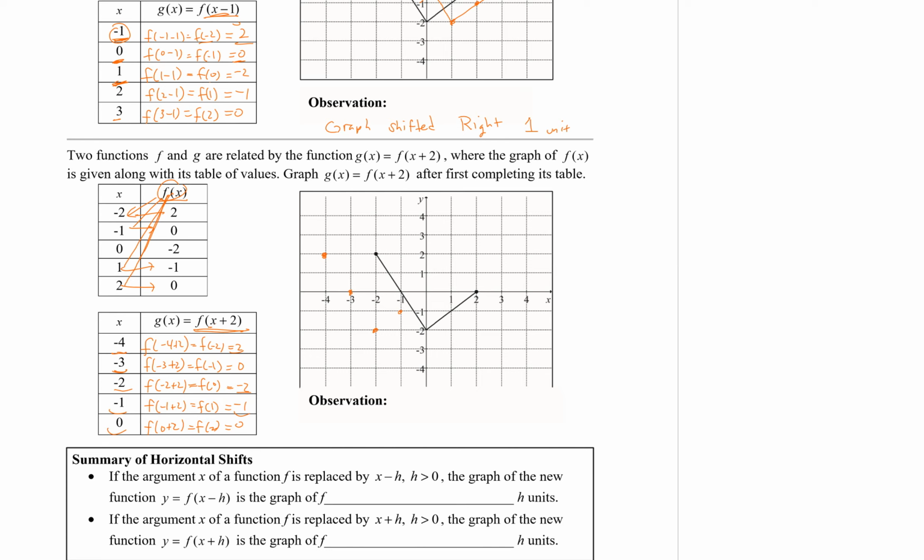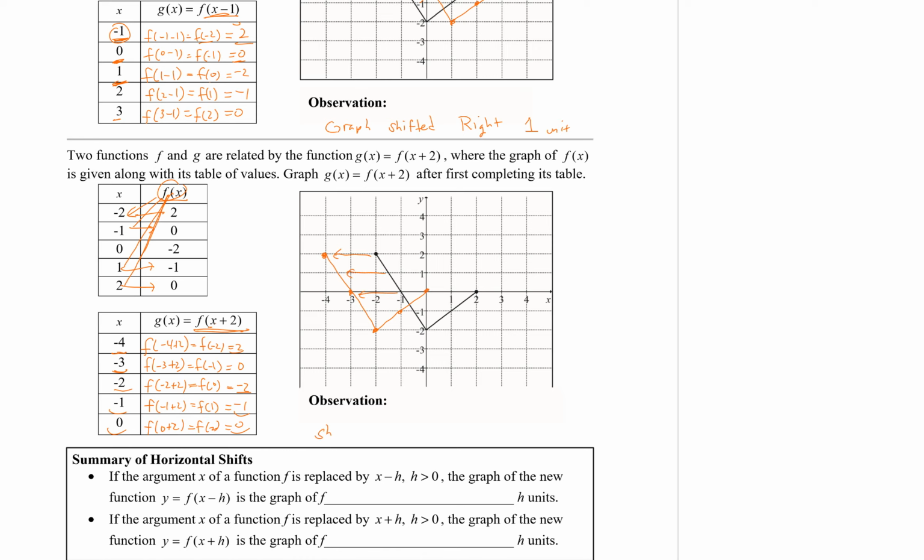So then when I plug in 0, I get 0. Boom. What just happened? Let's look at the picture and see if you can tell me what's going on. I hope you can see that the graph went to the left now. Do you see that? How many units does it go to the left?